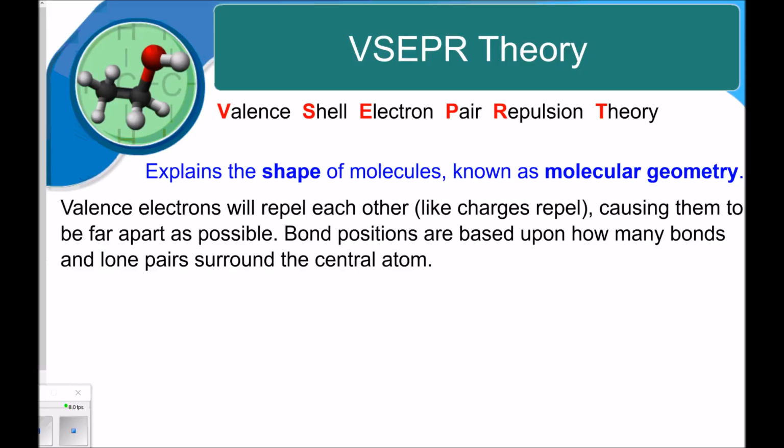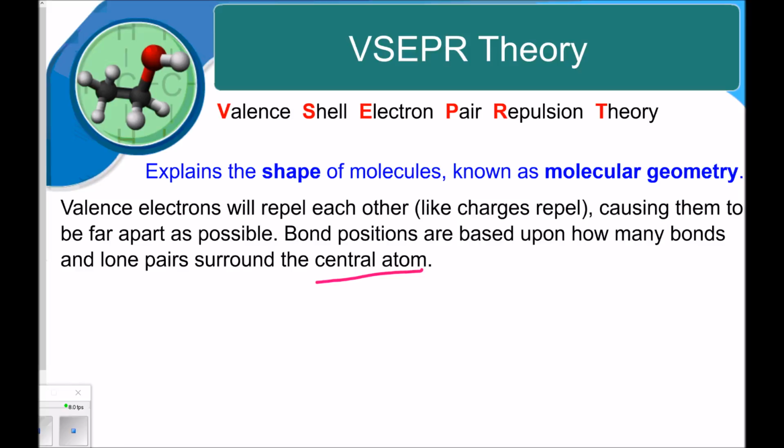VSEPR theory. It stands for valence shell electron pair repulsion theory. It explains the shape of molecules known as molecular geometry. Valence electrons will repel each other, meaning like charges repel because they're negative, causing them to be as far apart as possible. Bonding positions are based upon how many bonds and lone pairs surround the central atom.